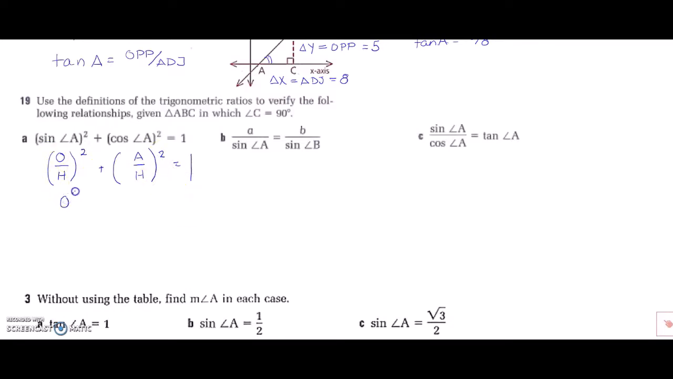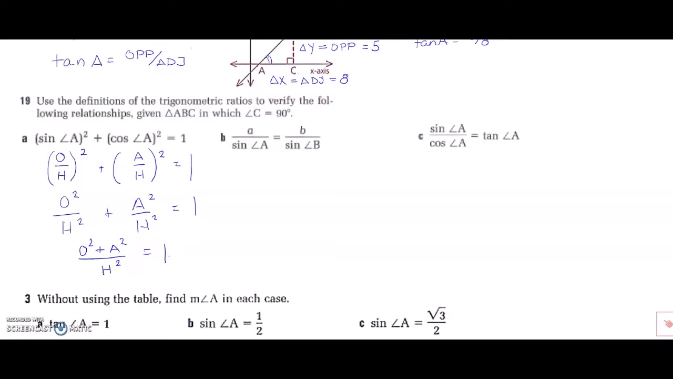So if we square the opposite side over the hypotenuse, and add that to the adjacent side over the hypotenuse squared, then we can combine the opposite side squared plus the adjacent side squared over the same denominator, which is the hypotenuse squared.